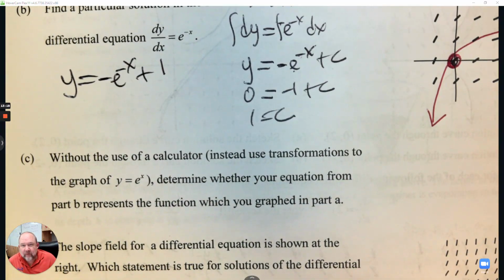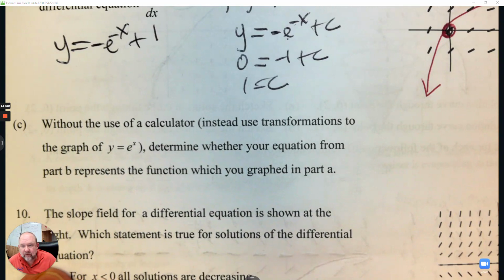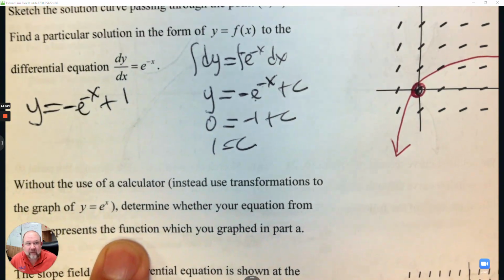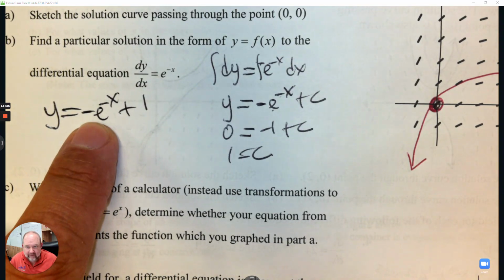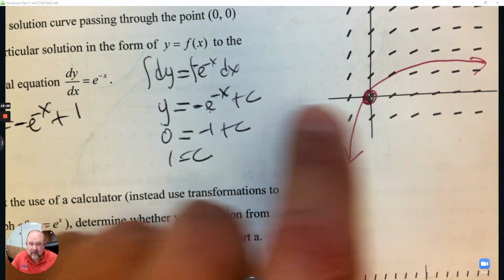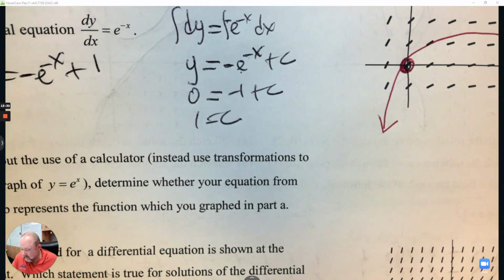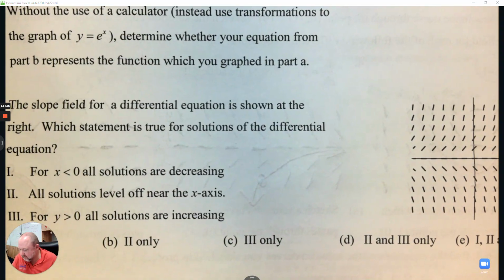And then it says, without the use of a calculator, determine whether your equation from part B represents the function you graphed. And you can see that it's negative e to the negative x, and it's been shifted up 1. Makes sense to me. All right, part C, we just did, right? Part 10. Part 10, question 10.